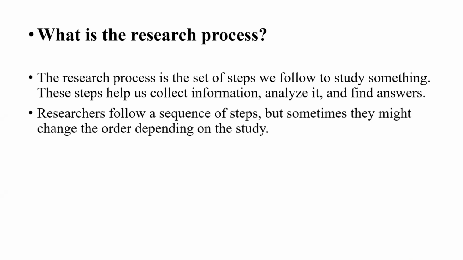The basic question: what is the research process? The research process is the set of steps we follow to study something. These steps help us collect information, analyze it, and find answers. Researchers follow a sequence of steps, but sometimes they might change the order depending on the study. Research process means doing the study step by step in an organized way. The order can change based on the research process.